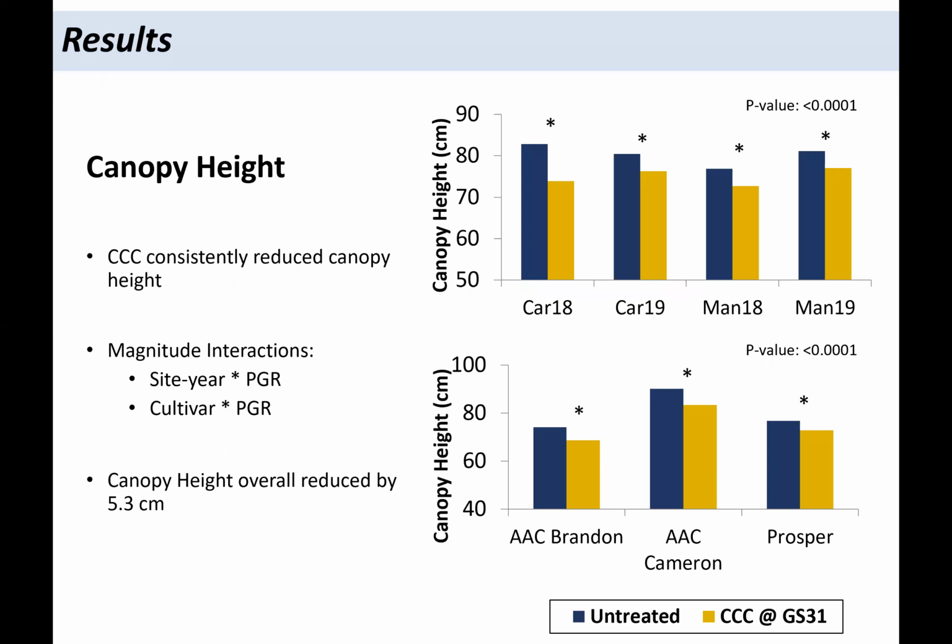Canopy height, no surprise here, we did see a consistent reduction in canopy height with chlormequat chloride application. There was a magnitude interaction with site year as well as cultivar, just indicating that at some sites, as well as in some varieties, there was either more or less reduction in canopy height. But overall, we had a reduction in height of 5.3 centimeters. Keeping in mind, because of the low precipitation at these sites, we actually had shorter canopies than what I would typically expect from these varieties.